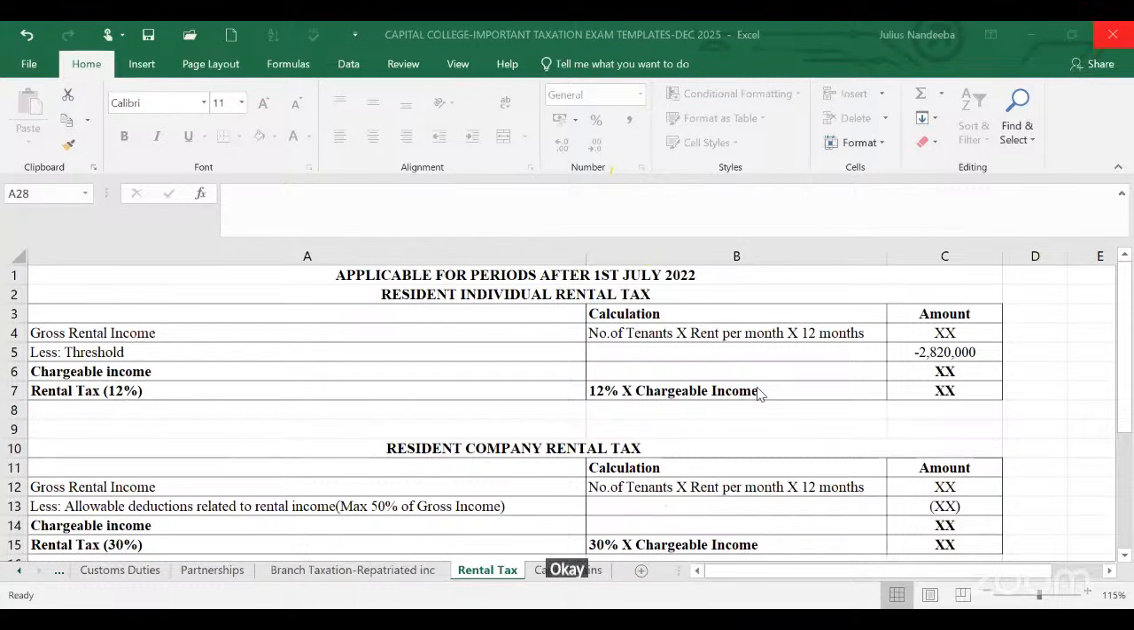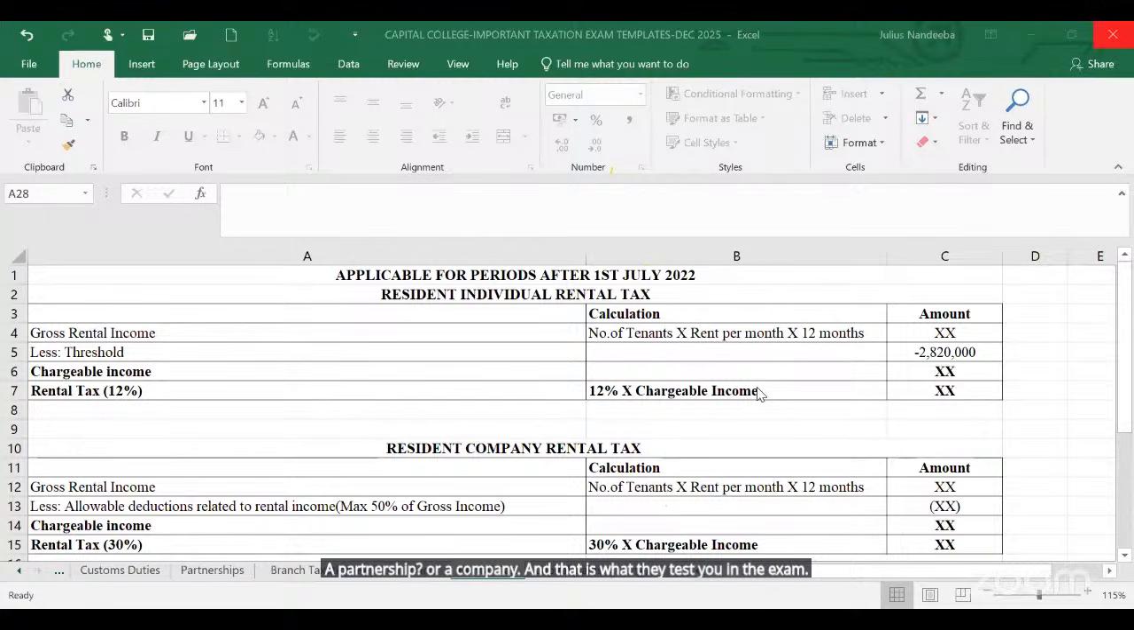Okay, so when it comes to rental tax, rental income can be earned by an individual, a partnership, or a company. And that is what they test you in the exam.